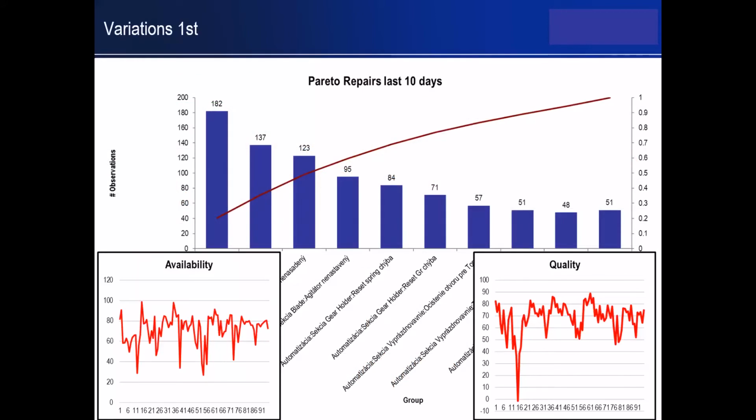So then she starts looking at the various problems, repairs in the last 10 days, availability, and she's kind of looking at availability and quality together, because what tends to happen is when they get problems, so when the machine is not performing its task correctly, they get quality problems. And of course, what then happens is they shut the machine down to repair it, and that gives them availability problems. So these two are very much linked together.